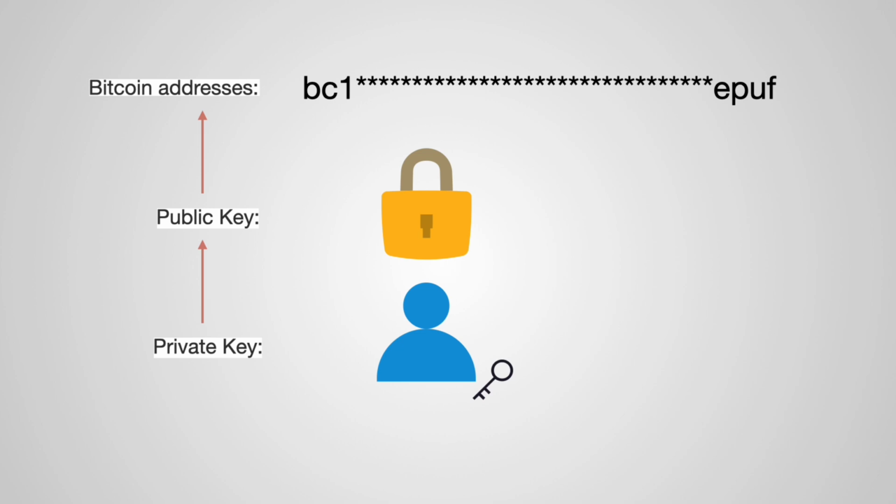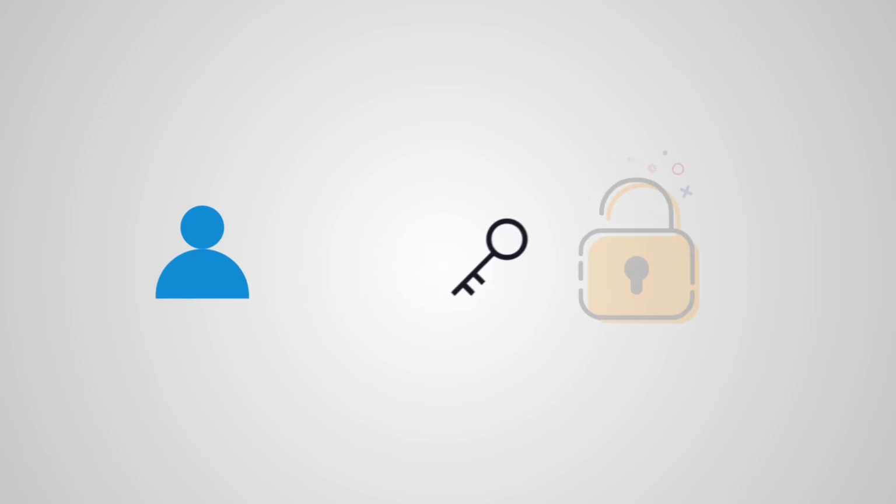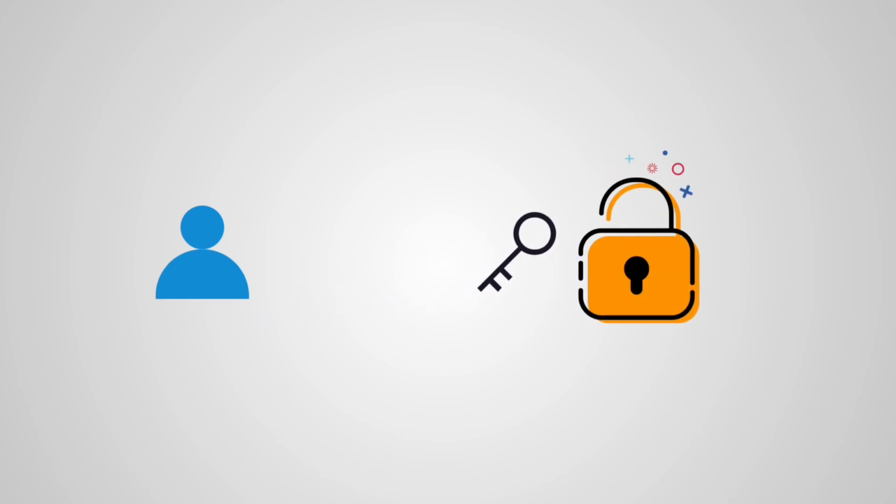When a user wants to send Bitcoin, they use their private key to sign the transaction. This signature is created using ECDSA and ensures that the transaction is authentic and has not been tampered with. The signature can be verified by anyone using the corresponding public key, but only the person with the private key can create a valid signature.